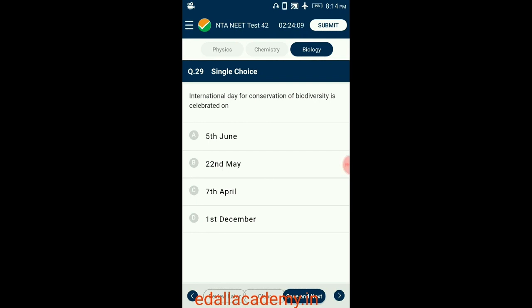International Day for Conservation of Biodiversity is celebrated on 5th June, World Environment Day; 7th April, World Health Day; 1st December, World AIDS Awareness Day. So the answer for this question is option B, 22nd May.